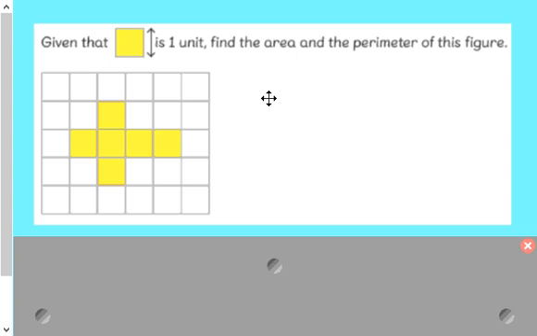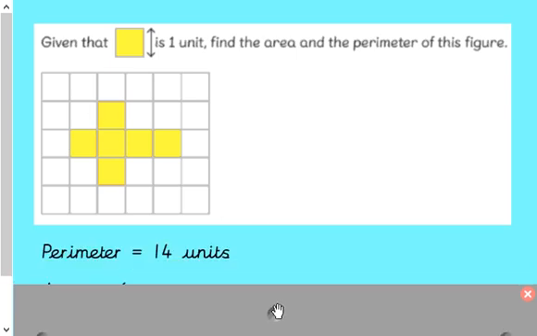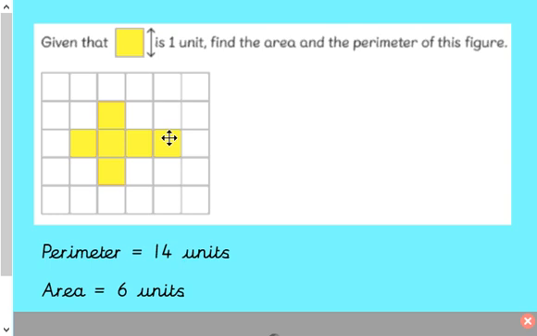Okay, welcome back. So let's think about the area first. Now remember, the area is the amount of space that the shape takes up. So here we can see that there is 1, 2, 3, 4, 5, 6. So the area of the shape would be 6 units or 6 square units. But the perimeter would be 1, 2, 3, 4, 5, 6, 7, 8, 9, 10, 11, 12, 13, 14. So there you go. Your perimeter there is 14 units and your area is 6 units.